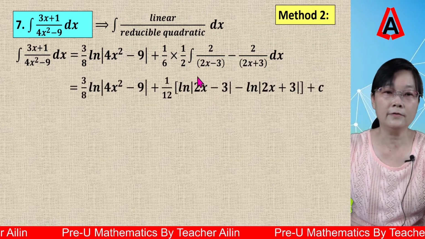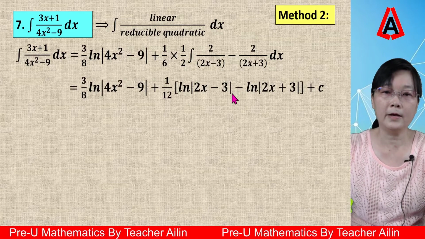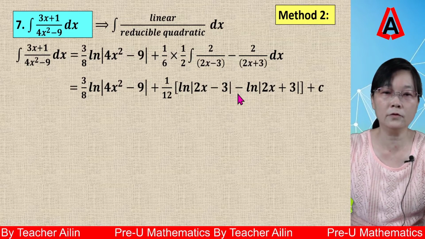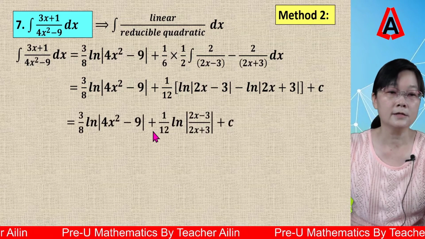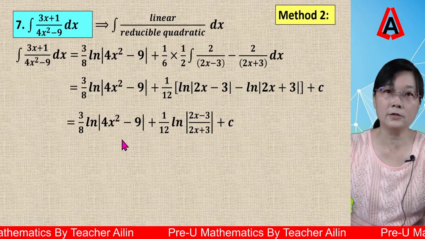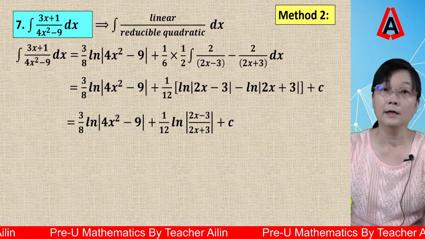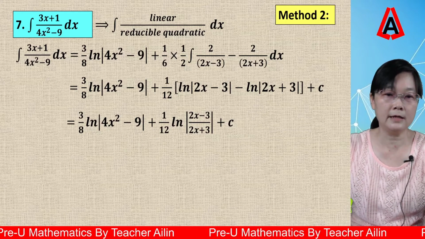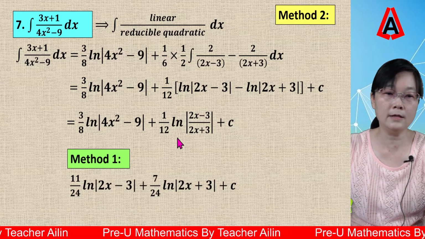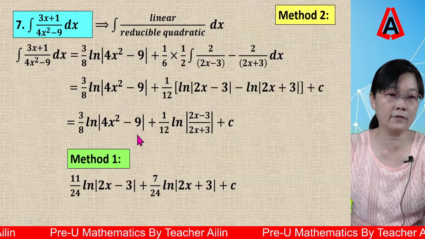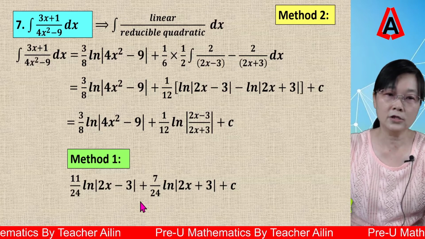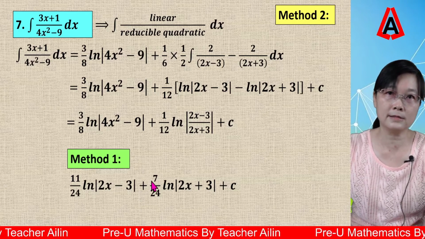After integrating, I get ln. And by using the law of logarithm, I combine these two ln terms into a division. So this is the answer to this question by using method number 2. Then some of you may notice that the answer we get from method number 1 and the answer we get from method number 2 are different. But actually, these two answers are the same.